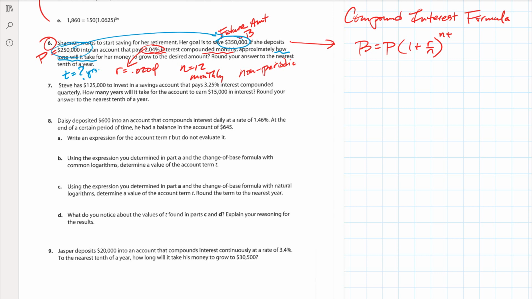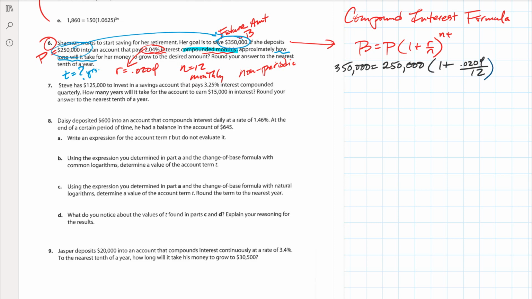Now, let's go ahead and go for number 6 here. We want the future value to be 350,000. P is the principal, what you put initially. So it says here, if she deposits 250,000, so you deposit 250,000 and then you put it in an account that pays 2.04% interest. That's 0.0204 as a decimal. N is 12 because it's compounded monthly right here. Look at this, it's compounded monthly. So right there, there's your monthly interest rate.